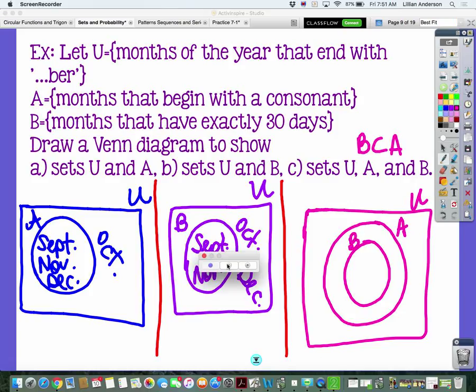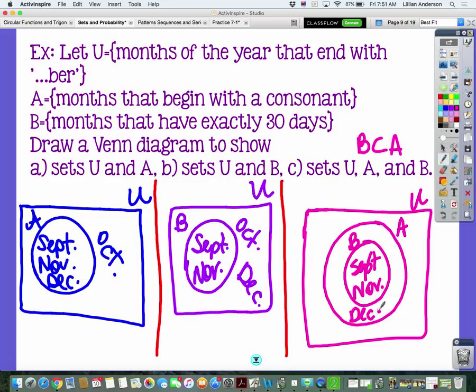So we would draw this like so, because all the elements in B, September and November, are a part of A, and we still have that one month, which is December, that's a part of A. October is still the one left out in the universal set, but it's still a part of the set, no less. Okay? I hope you guys are okay with this.